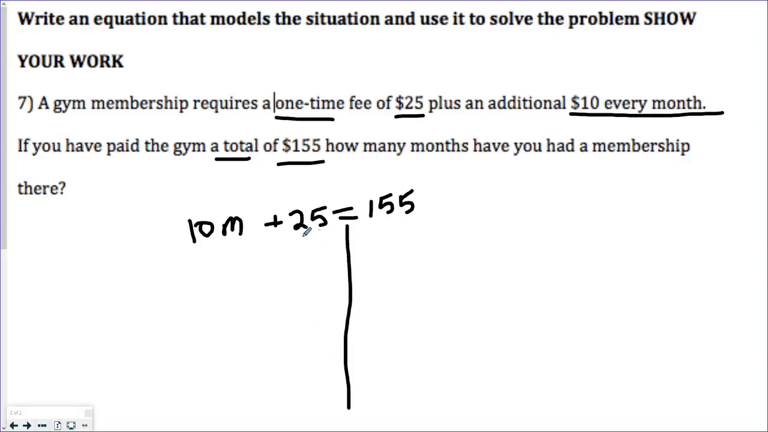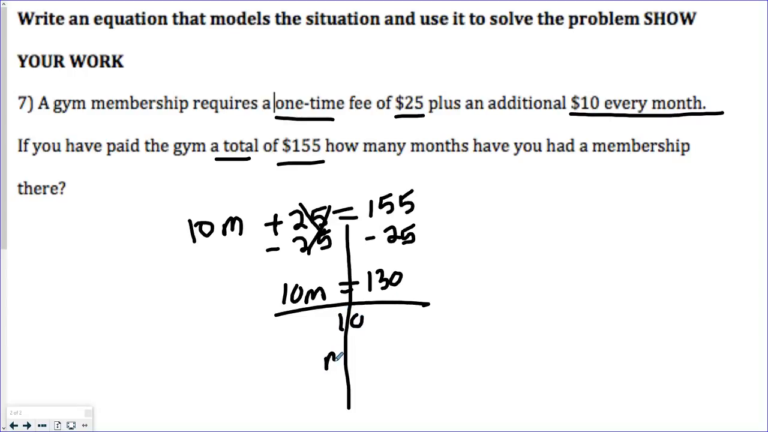So this is how I would make the equation. One-time cost of $25, $10 every month, and then $155 in total. And then I solve it just like I did on the front side. Subtract 25 from both sides. We get 10m, because this goes away, is equal to 130. If I didn't make a mistake, which I don't think I did, divide by 10, and you get m is equal to 13. So you've had the membership for 13 months in total. So the trick here is remember that the one-time cost is being added, the repeated cost is being multiplied.